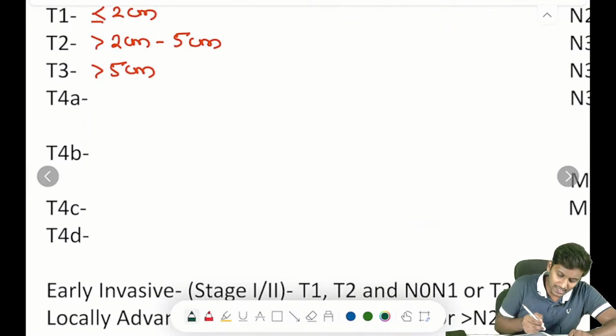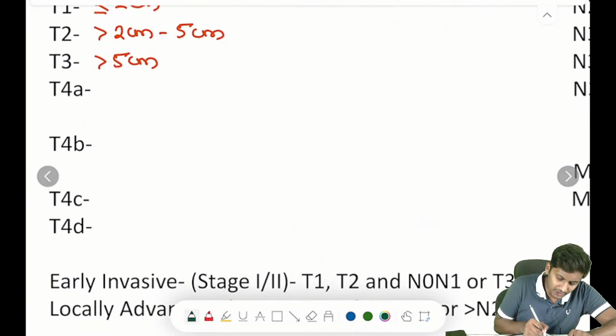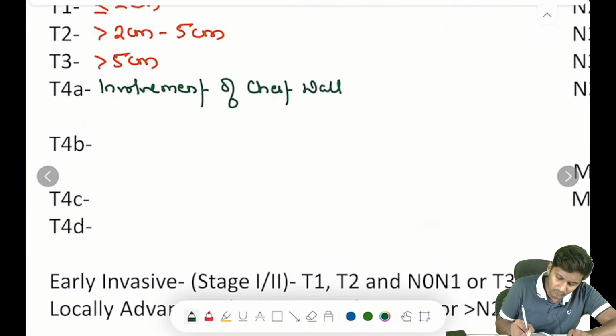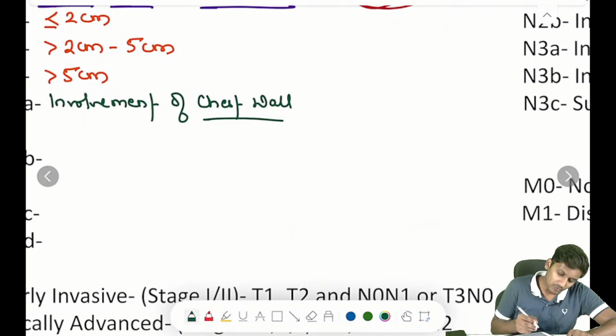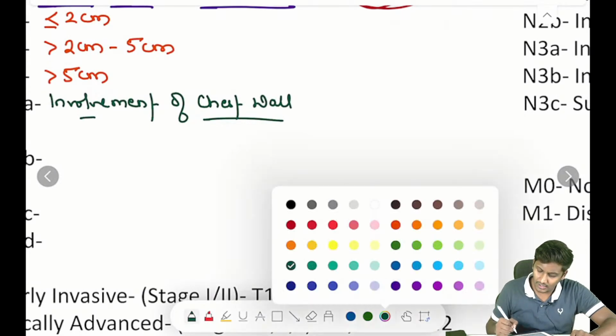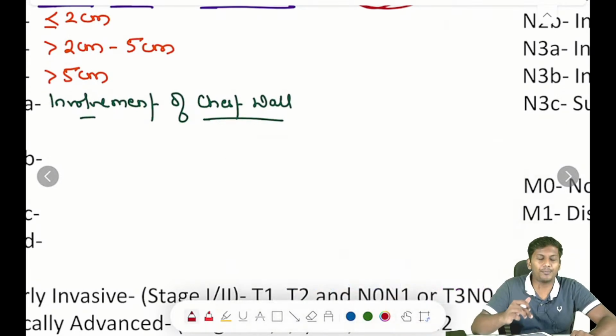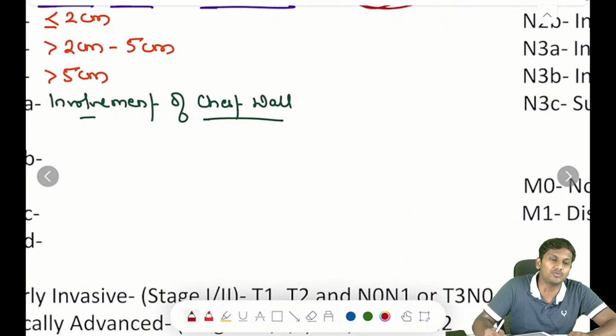तो T4A की अगर मैं बात करूं, you have to remember T4A मतलब involvement of the chest wall. Now what do we consider as the involvement of the chest wall? Involvement of which layers? Do we consider involvement of pectoralis major muscle or pectoralis minor muscle as involvement of chest wall? No. Please remember, yes.